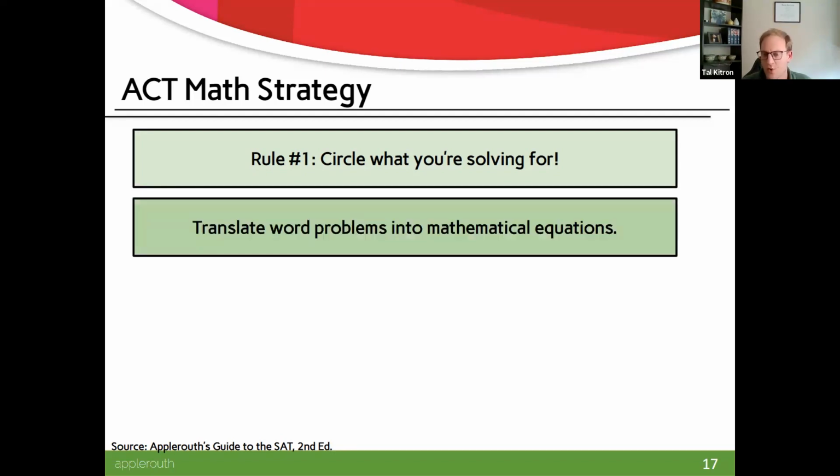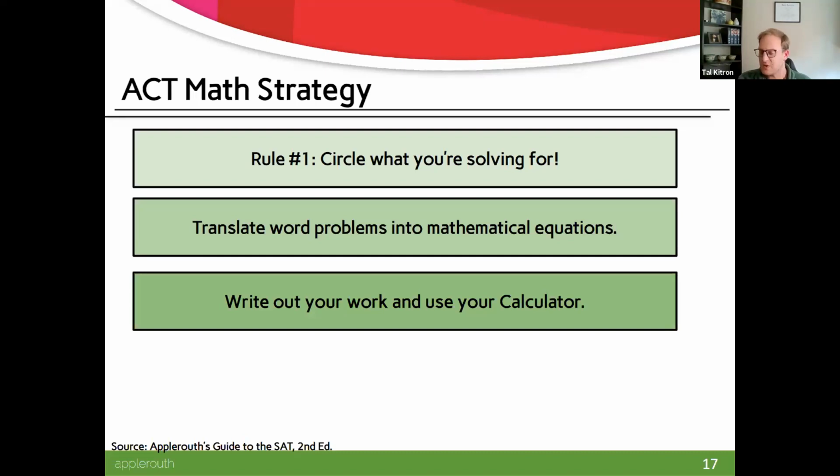Always translate word problems into mathematical equations. So that means translate words into math whenever you can. Sometimes it's tough, but there's a lot of wordy problems that people get overwhelmed by. And if you create mathematical equations or just make numbers instead of words, it becomes more real, less abstract.